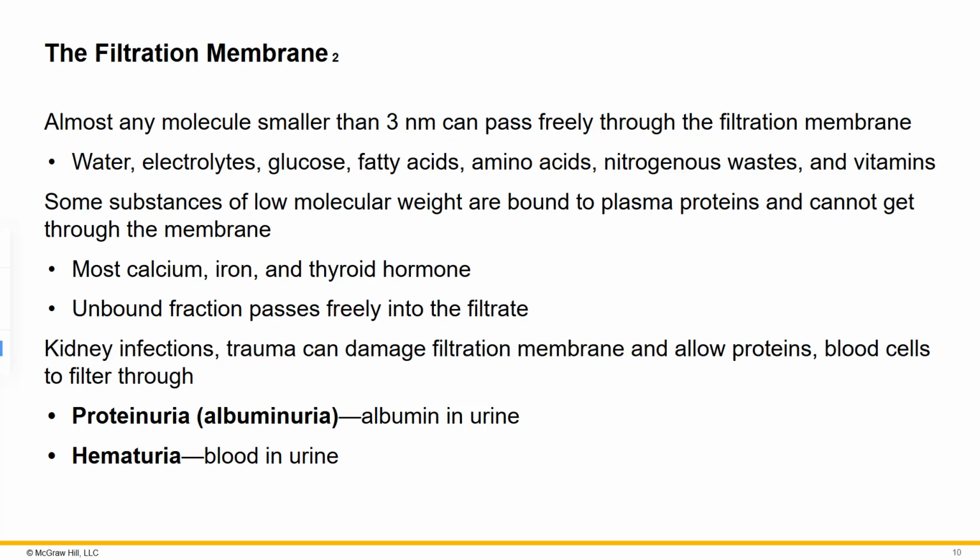Almost any molecule smaller than 3 nanometers can pass freely through the filtration membrane: water, electrolytes, glucose, fatty acids, amino acids, nitrogenous wastes, and vitamins. Some substances of low molecular weight are bound to plasma proteins and can't get through the membrane. Most calcium, iron, thyroid hormone, unbound fraction passes freely into the filtrate. In kidney infections, trauma can damage the filtration membrane and allow proteins and blood cells to filter through. Proteinuria, or albuminuria, is albumin in the urine, and hematuria is when you have blood in the urine.